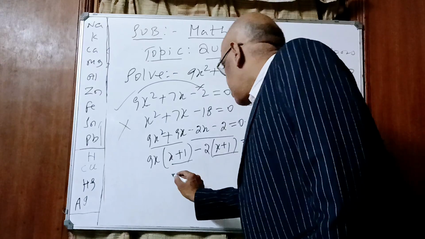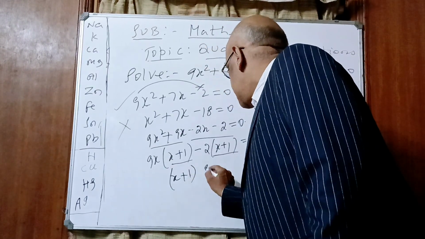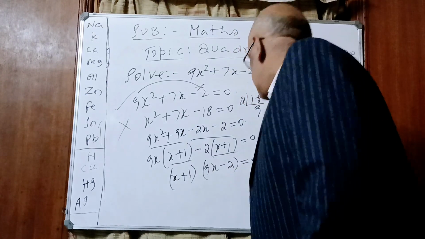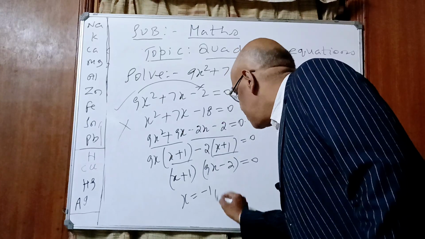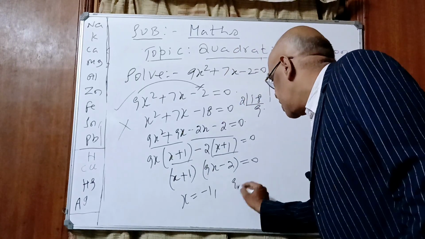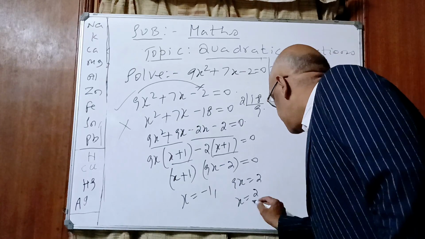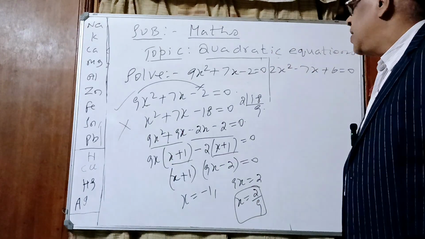See, what are the 2 zeros? One factor is the common factor, x plus 1. Which is the second factor? 9x minus 2, children. Yes or no? Is equal to 0. What is the 1 zero? X plus 1 is 0. X is minus 1. 9x is equal to 2. X is equal to 2 by 9. Yes or no, children? Yes.